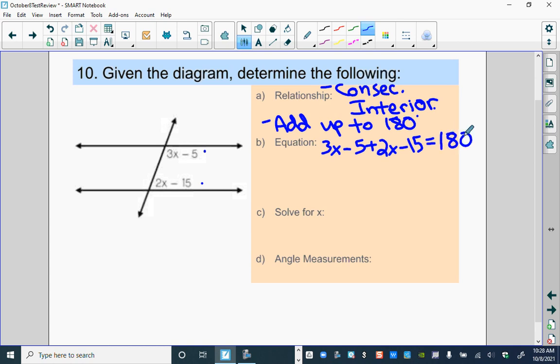You set both expressions equal: 3x plus 5 is 2x minus 15. You don't have to put them in parentheses, but the sum of those two angles will be 180.